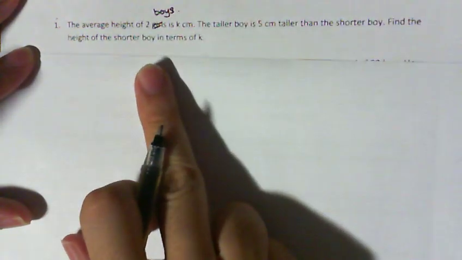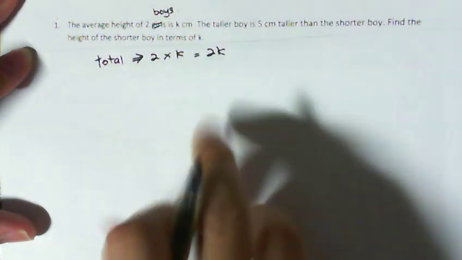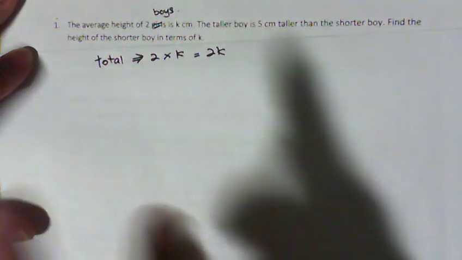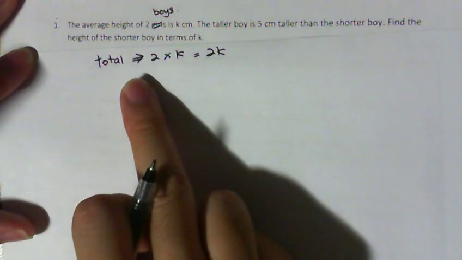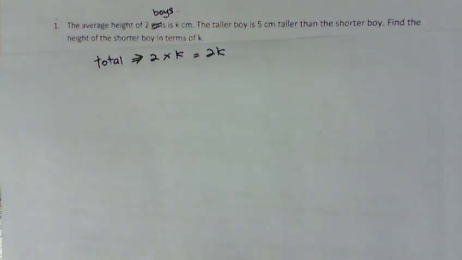Oops, sorry, this should be boys, not girls. Now, I know the average height of the two boys is k cm. So, the total height will be 2 times k, which equals 2k. So, this is the total height of the two boys. Okay, so that's acceptable. Now, I know that the taller boy is 5 cm taller than the shorter boy.